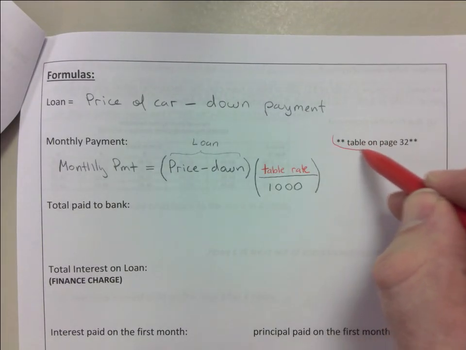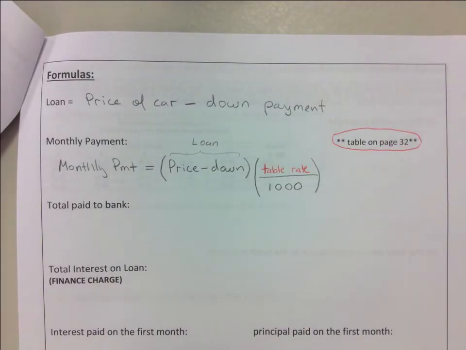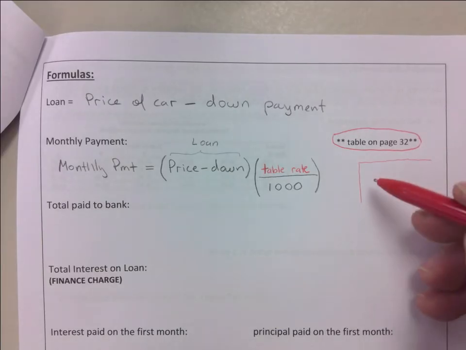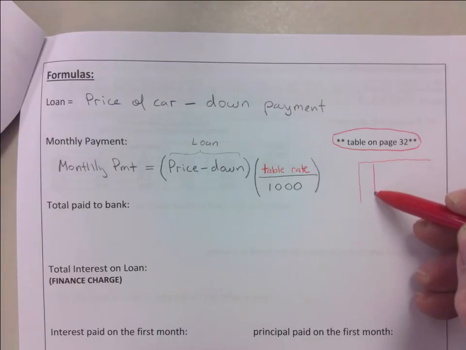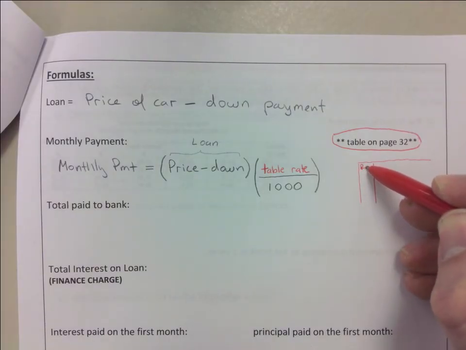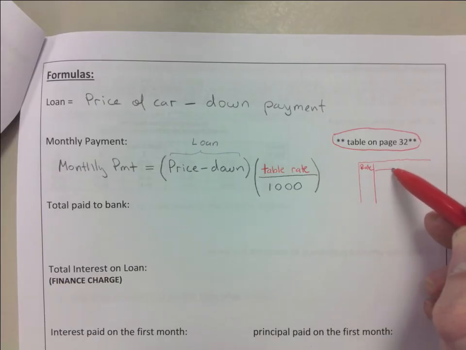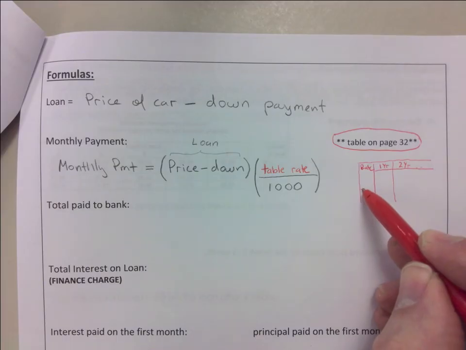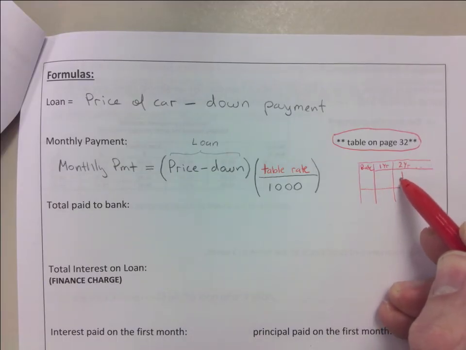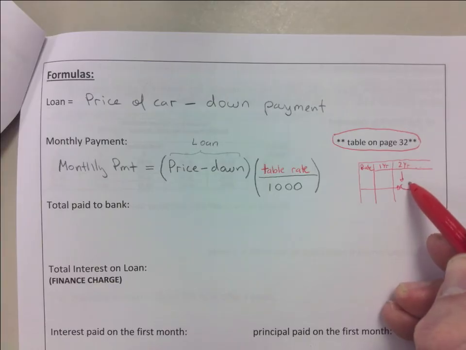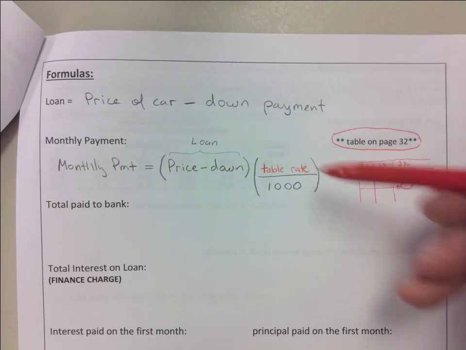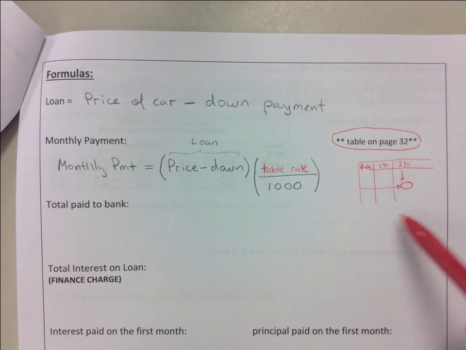And it's going to be based on this table on page 32, which we're going to go and look at in a bit. Basically, you will have the interest rate, and you will have the term. So it'll be 1 year, 2 year, and so forth. You're going to have to match the interest rate with the amount of time that you would like to take, and that is the number that's going to go in here. Okay, so we're going to go get our table.